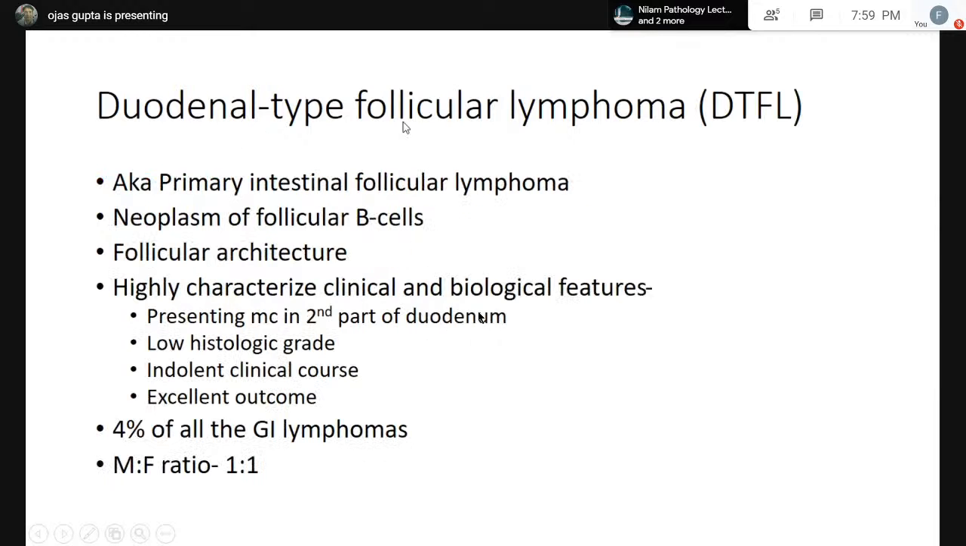Duodenal type follicular lymphoma, also known as primary intestinal follicular lymphoma, is a neoplasm of follicular B cells, so they have a follicular architecture. They have highly characterized clinical and biological features. They most commonly present in the second part of the duodenum. They have a low histological grade, an indolent clinical course, and an excellent outcome. They comprise 4% of all GI lymphomas with a similar male to female ratio.